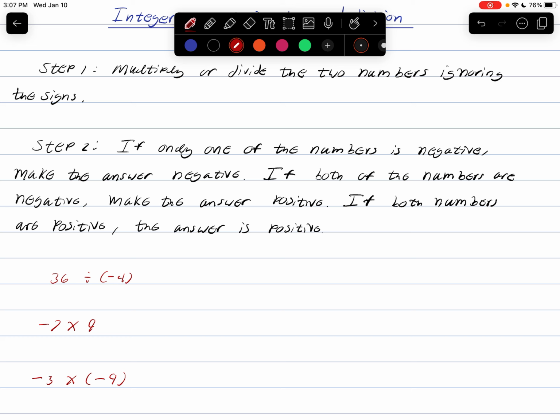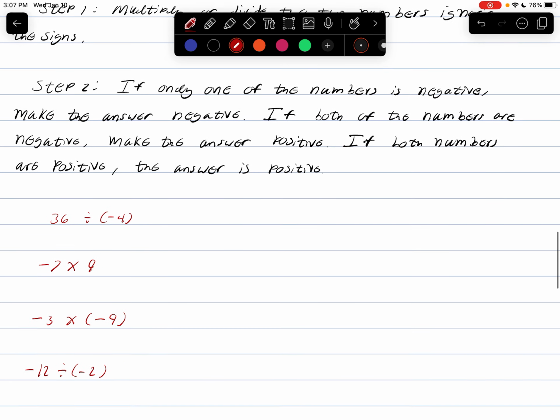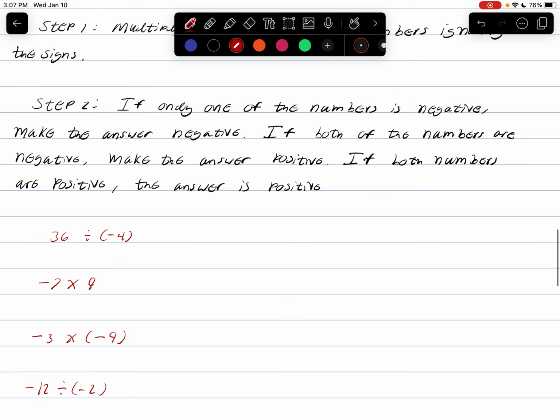If the number of negative numbers is even, then the answer is positive, okay? So if you ever see a situation where you have more than two numbers that we're multiplying or dividing, you're going to follow the basic odd-even rule, okay? All right, and you can remember that just by recognizing the pattern with 1 and 2. Since 1 is odd, the answer is going to be negative, and if two of them are negative, meaning 2 being an even number, then it's going to be positive.